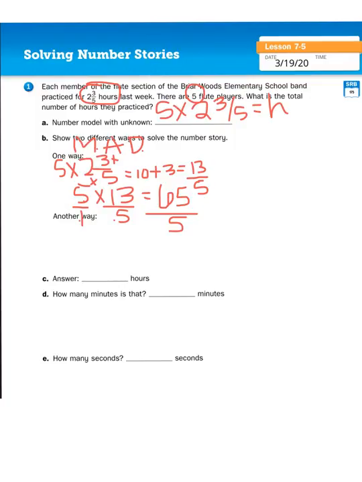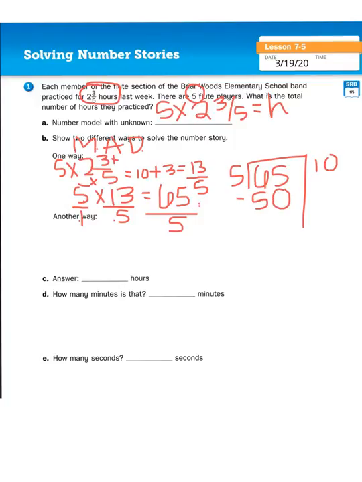That still doesn't really tell us how many hours the flute players practiced. So we need to change this into a more understandable answer. So let's do 65 divided by 5. Because like I said, our fraction represents division. All right, I'm going to think of a number that I can multiply 5 times. It'll get me close to 65 without going over it. Well, I know 5 times 10 is 50, and that can get me close to 65.